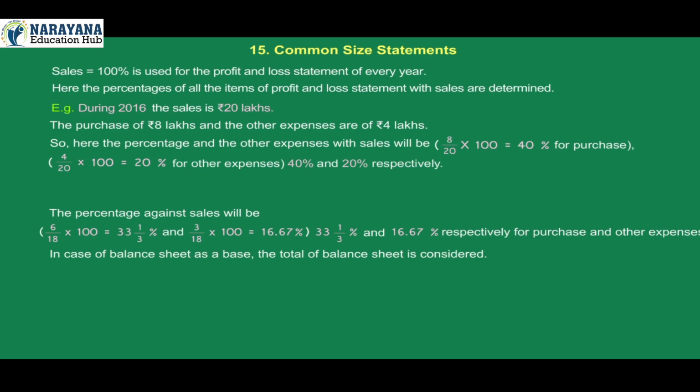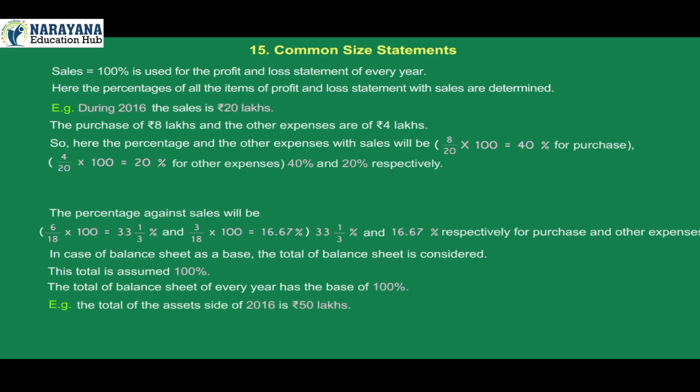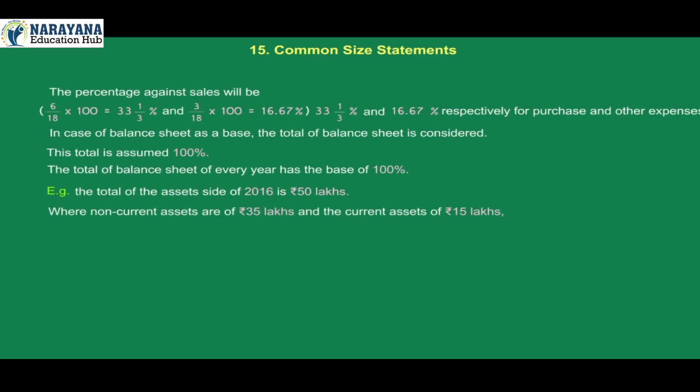In case of balance sheet as a base, the total of the balance sheet is considered. This total is assumed 100%. The total of the balance sheet of every year has the base of 100%. Example, the total of the asset side of 2016 is Rs 50 lakhs, where non-current assets are of Rs 35 lakhs and the current assets of Rs 15 lakhs. The percentages respectively are 70% and 30%.